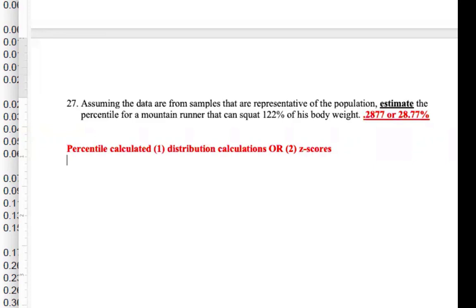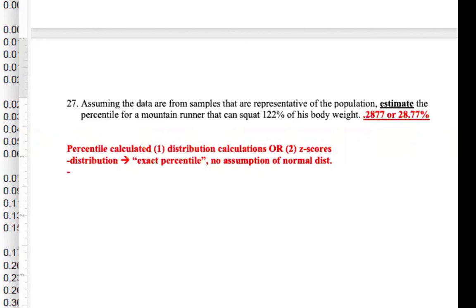Okay, we're gonna use the distribution calculations, right? When we have wording like you want the exact percentile. Exact percentile. No assumption of a normal distribution, right?